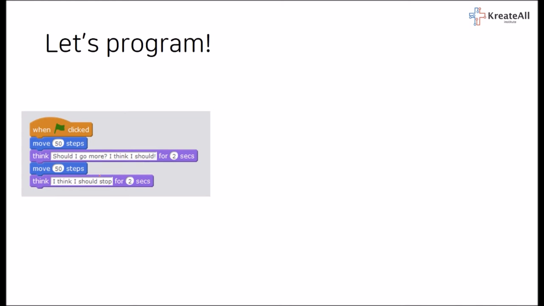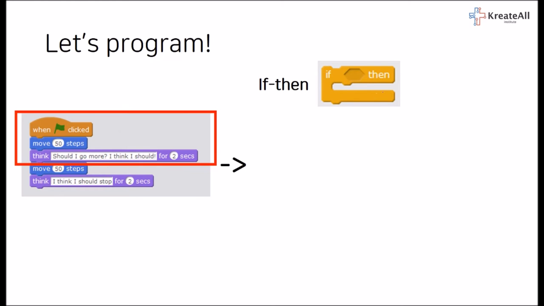Okay, so let's now really program. Do you remember this code? We did this last class. So it was basically making the panda move 50 steps and think, should I go more? I think I should. Move 50 steps and think I should stop, right? But today we are going to modify this section using if-then statements. So in Scratch or MBlock, the if-then block looks like this.